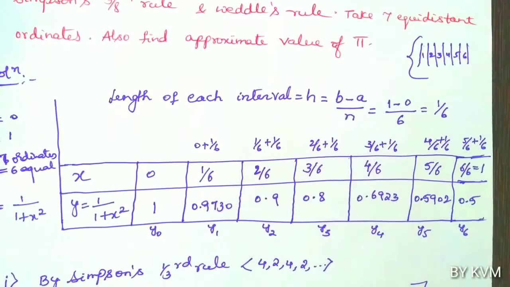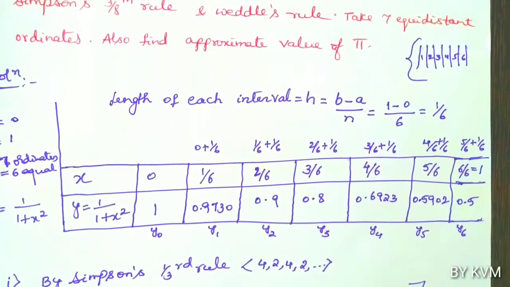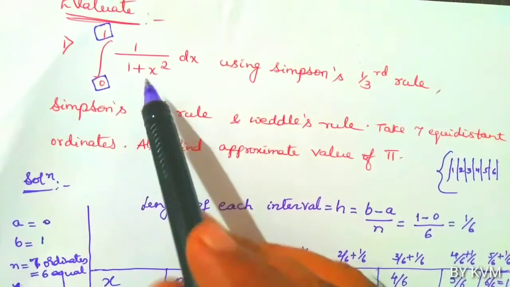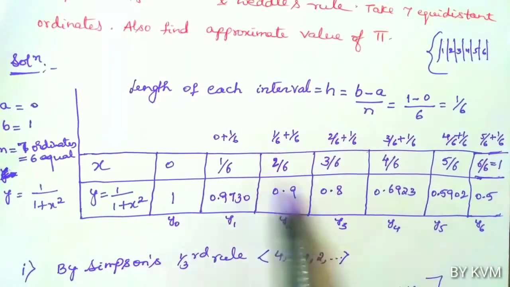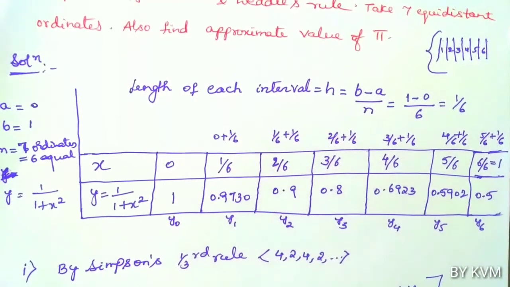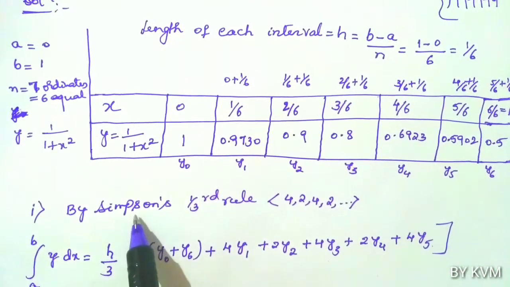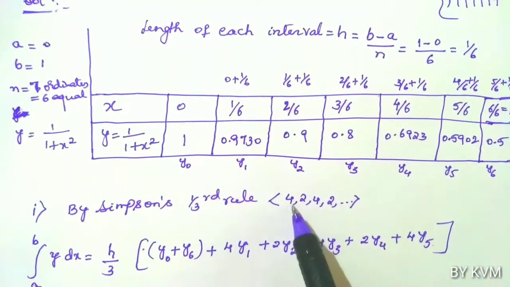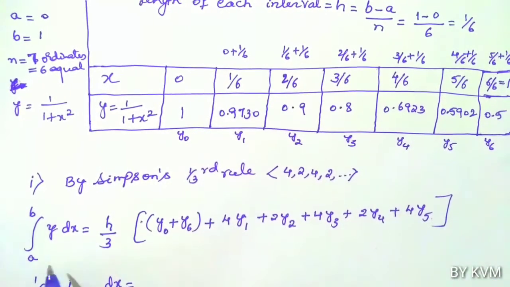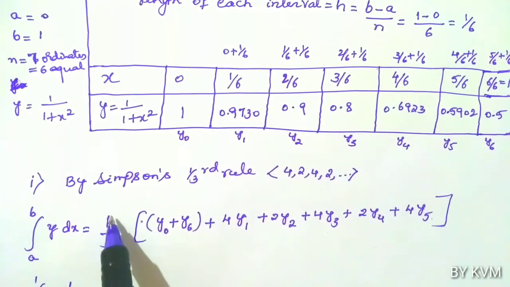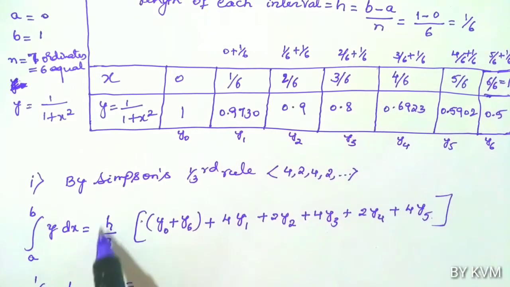Now to find the value of this definite integral, we don't integrate. We need only the values of y at some intervals of x. So first, the rule is Simpson's one-third rule. Alternatively we have to use 4 to 4 to. Remember this. So now we know how to write the formula: integral a to b y dx equals h by 3. You have to remember this.